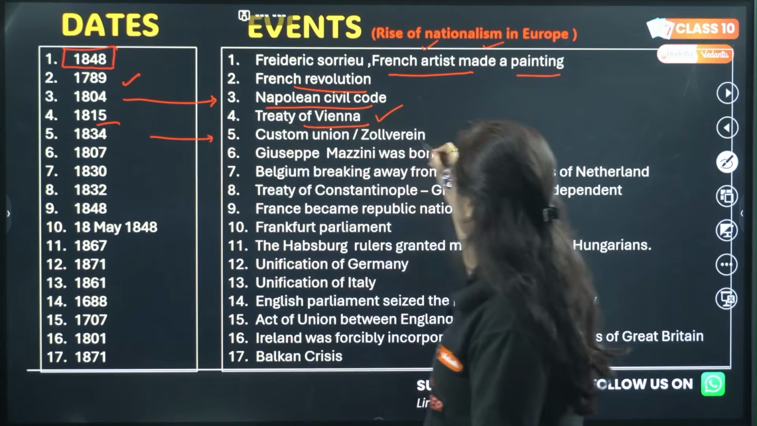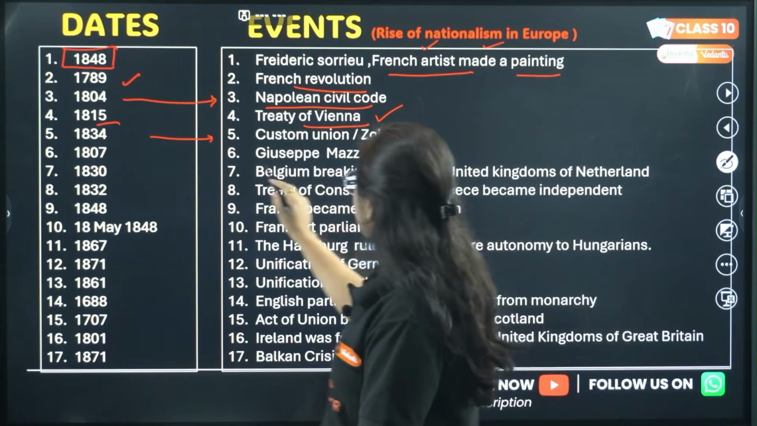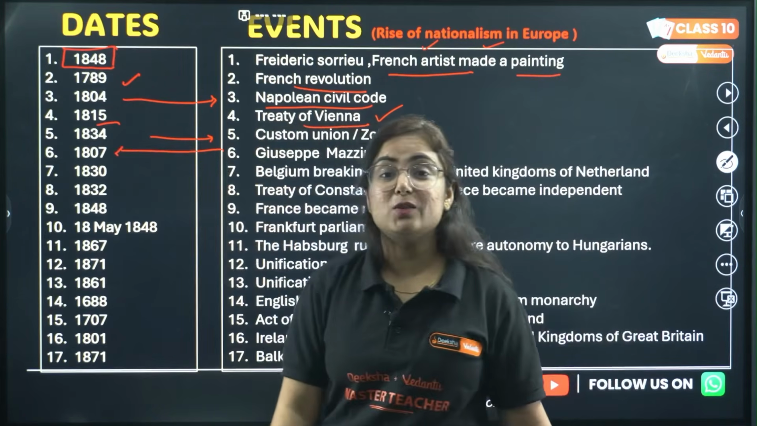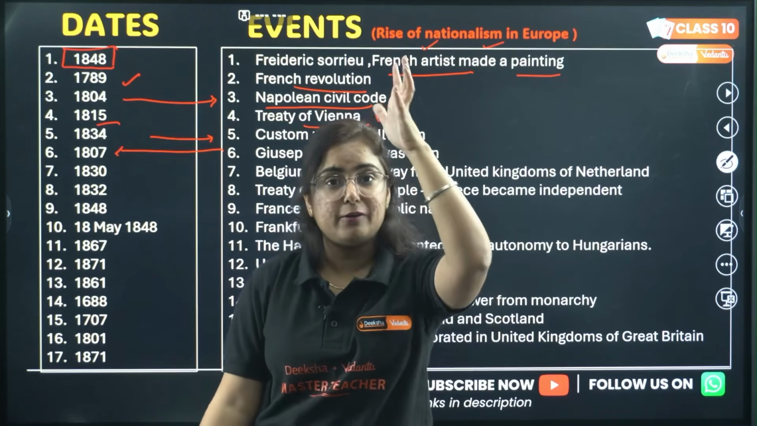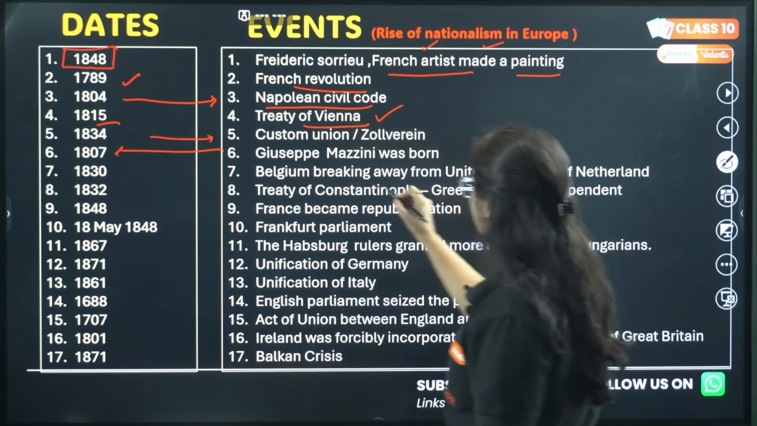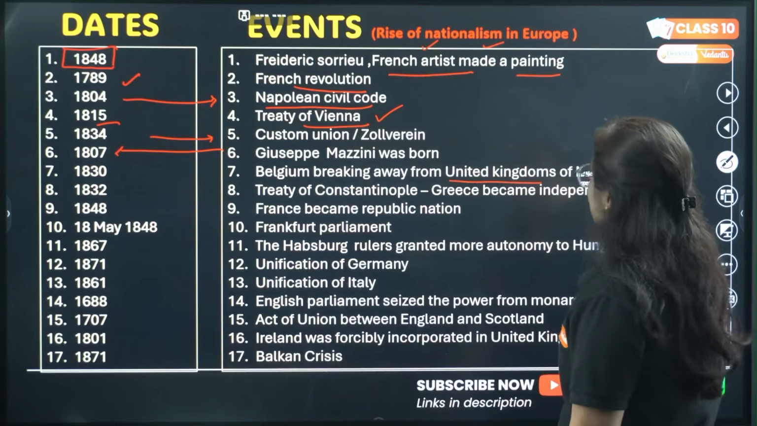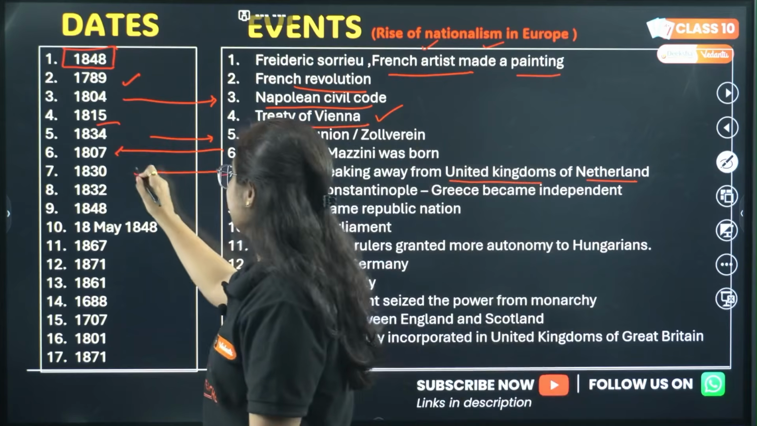1834, we have Custom Union of Zollverein. Giuseppe Mazzini was born in the year 1807. See how specific dates I have chosen so that we can have a long list of them. Belgium breaking away from United Kingdoms of Netherlands. This was in the year 1830.